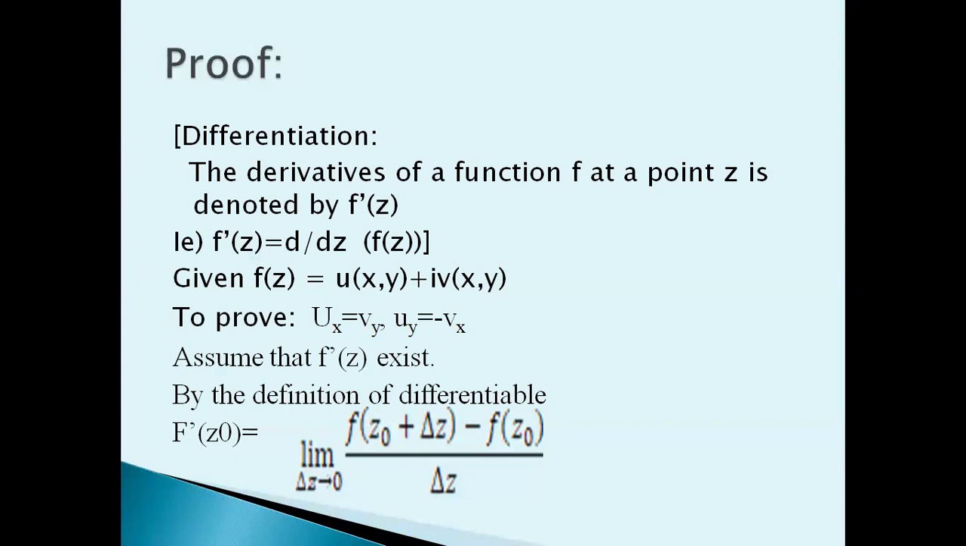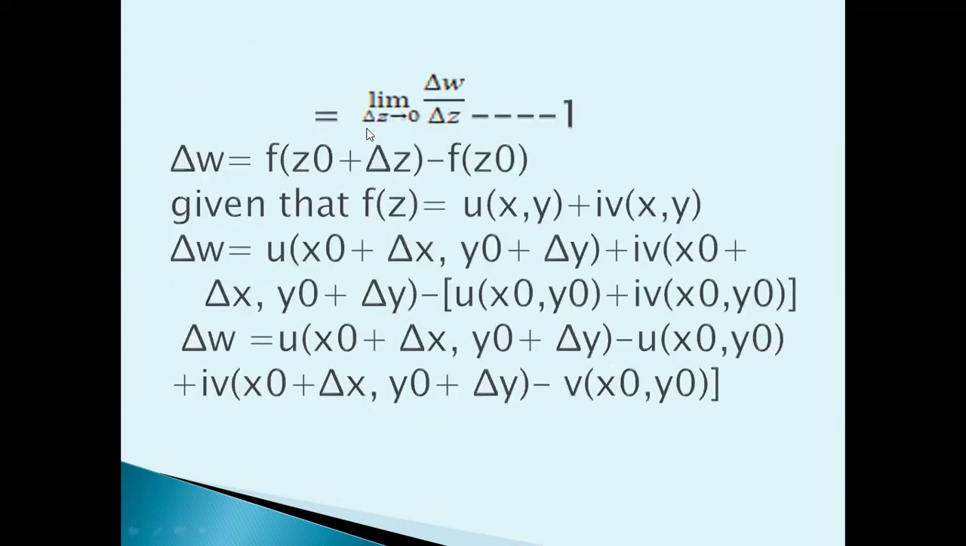Assume that f dash of z exists. By the definition of differentiability, f dash of z naught is the limit as del z tends to 0 of f of z naught plus del z minus f of z naught, divided by del z. The numerator is taken as del w and the denominator as del z. So this is taken as equation number 1, where del w is the numerator part.